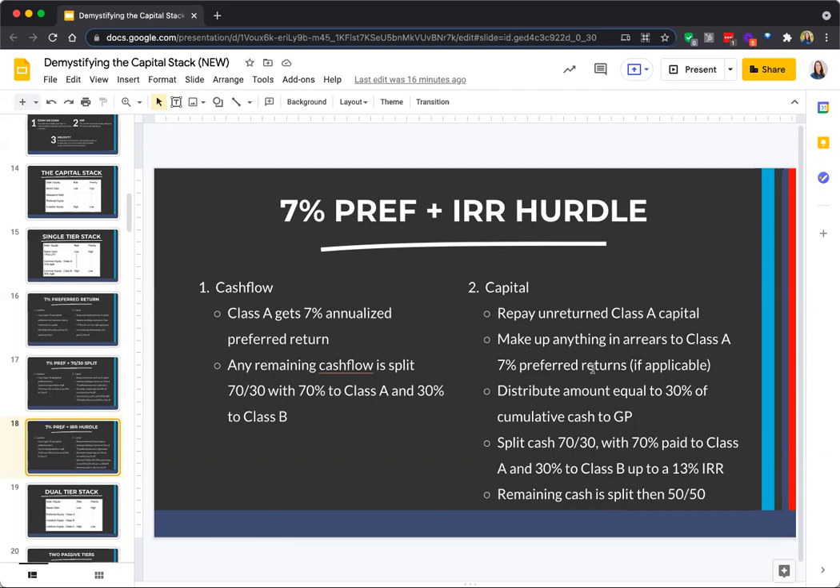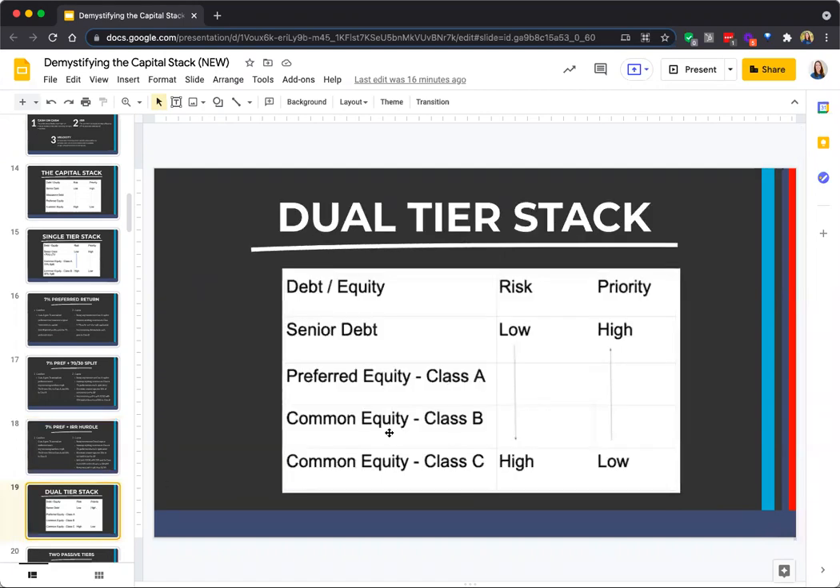We'll make up anything in the preferred returns to Class A. Then we'll do a GP catch-up of 30% cumulative cash, and then split 70-30, 70% to Class A, 30% to Class B, up to maybe like a 13 or 15% IRR, and then 50-50 after. Okay, this is all in a single tier capital stack. Then you've got your dual tier capital stack.